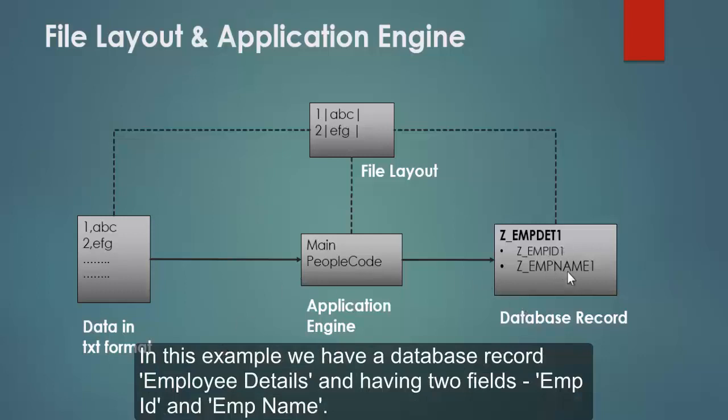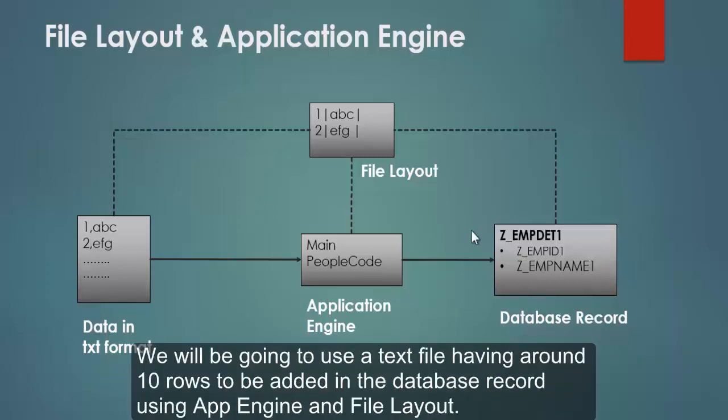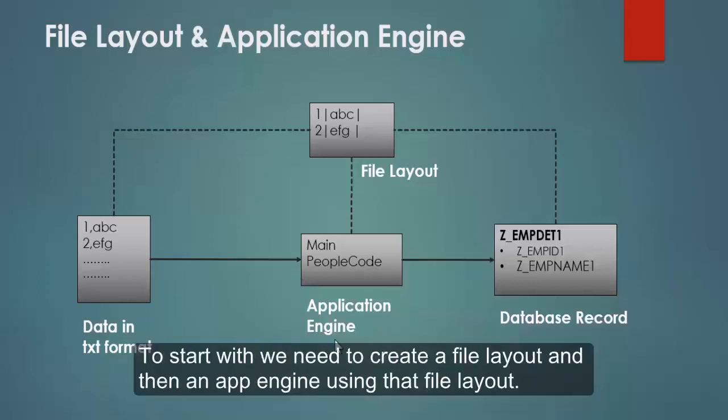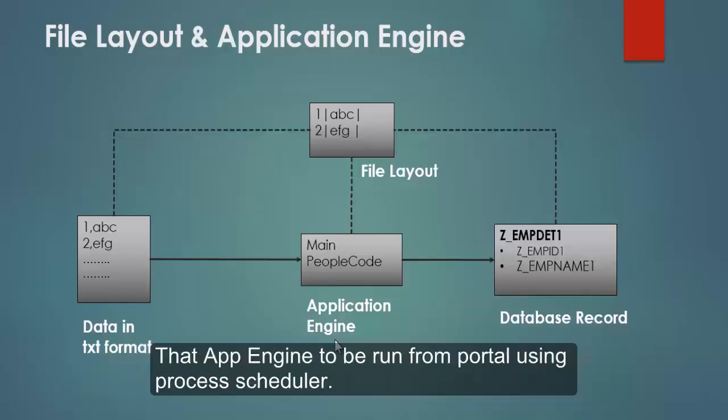In this example, we have a database record employee details and having two fields, employee ID and employee name. We will be going to use a text file having around 10 rows to be added in the database record using App Engine and file layout. To start with, we need to create a file layout and then an App Engine using that file layout. That App Engine to be run from a portal using process scheduler.